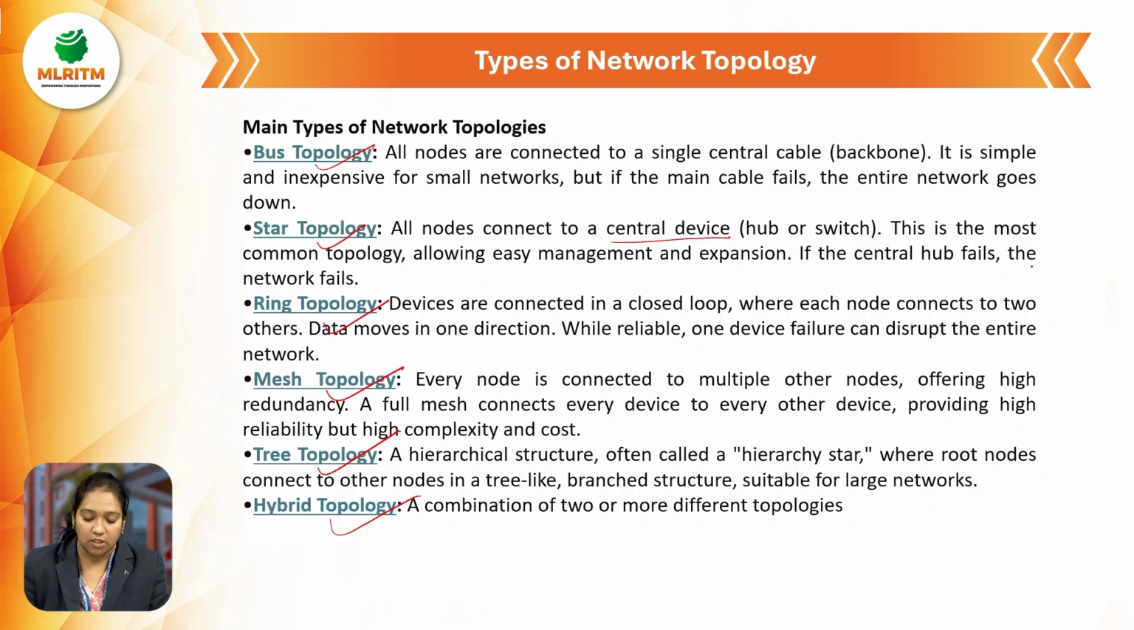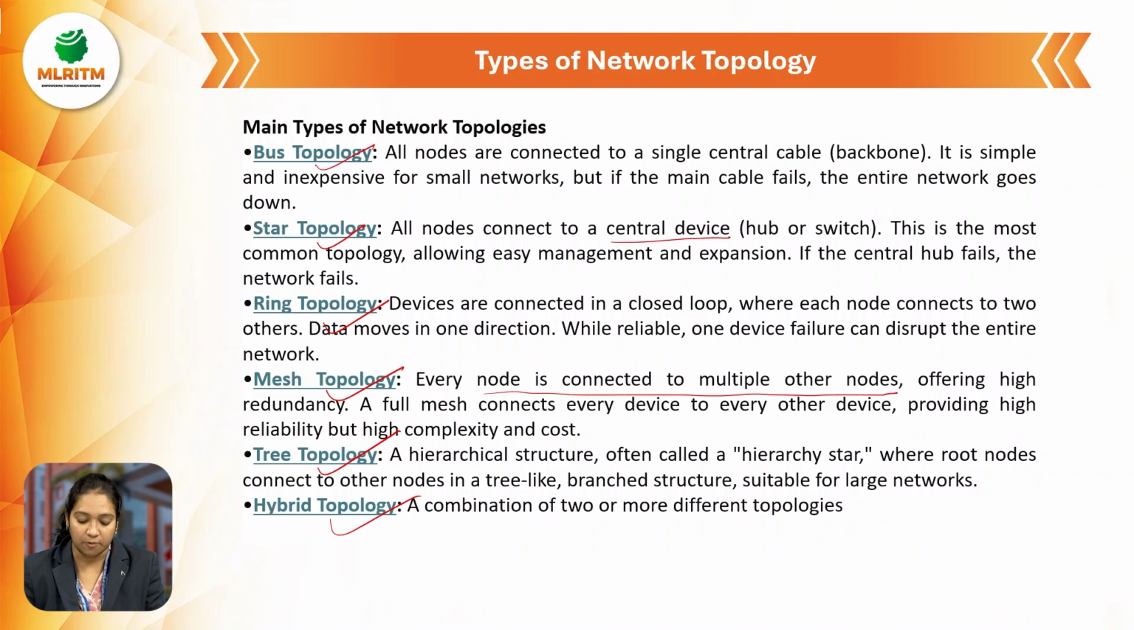Next one, ring topology. In this ring topology, devices are connected in a closed loop where each node is connected to two others. Data moves in one direction. While reliable, one device failure can disrupt the entire network. Next one, mesh topology. In mesh topology, every node is connected to multiple other nodes, offering high redundancy. A full mesh connects every device to every other device, providing high reliability but high complexity and cost.